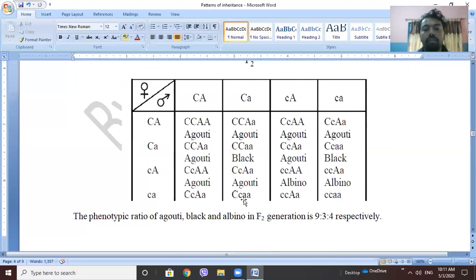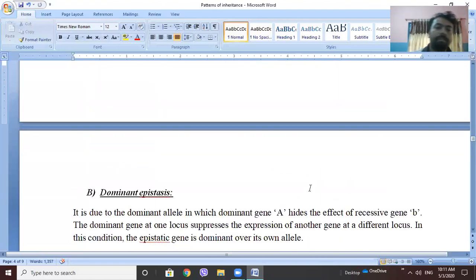So this should be black. So now 3. And if you look at the albino phenotype, this is albino, this is albino, this is albino, this is albino, and so forth. So now the phenotypic ratio in the F2 generation will be 9:3:4 for recessive epistasis.